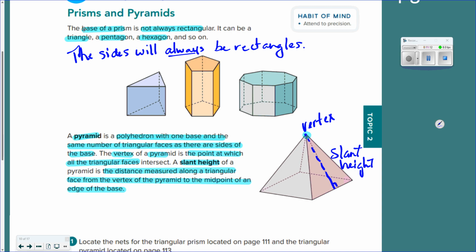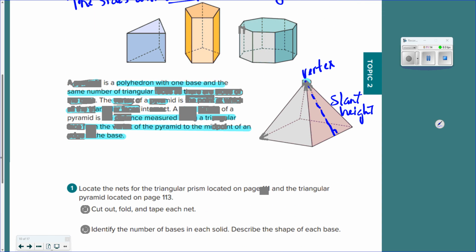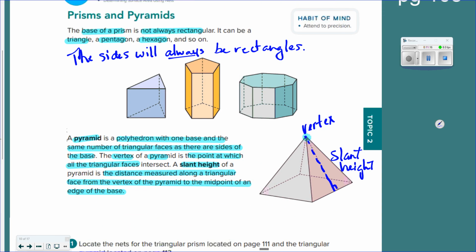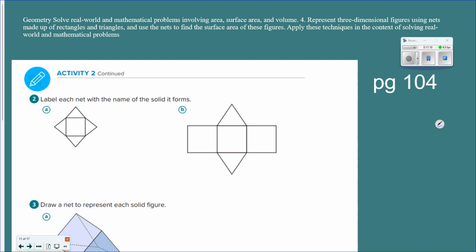The rest of this page we're actually going to skip because we've got a separate handout that we'll give you as you guys are doing this part. Right now, what we want you to do is label each net with the name of the solid it forms. Remember, the way it goes, you say the base name, and then you say the type. Is it a pyramid or a prism? That is how you name it.